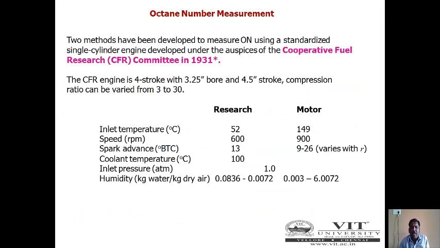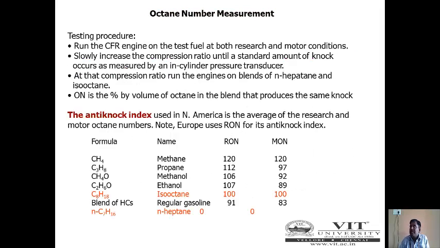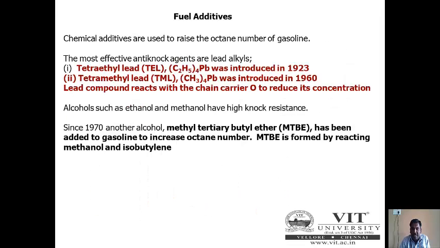These are the typical conditions for octane number measurement. Two kinds of octane numbers are generally used: one is the research octane number and the other is the motor octane number. These are the specific conditions. These are the typical octane numbers of most of the fuels used in petrol engines: methane, CNG, LPG, methanol, ethanol, then iso-octane, then regular gasoline. The typical research octane number of regular gasoline is around 91, and the motor octane number is 83.